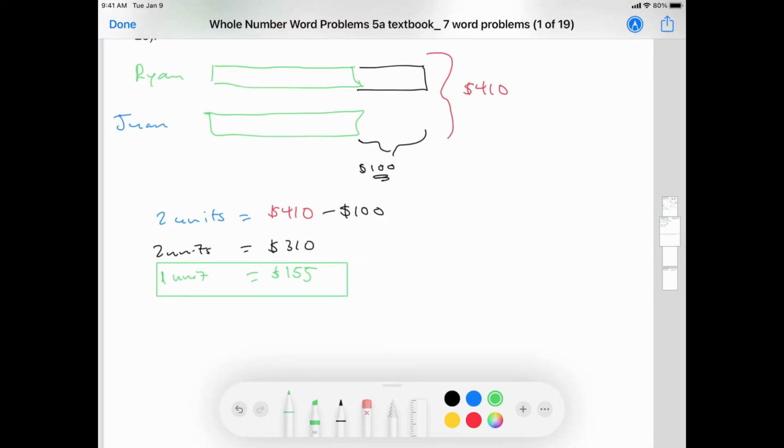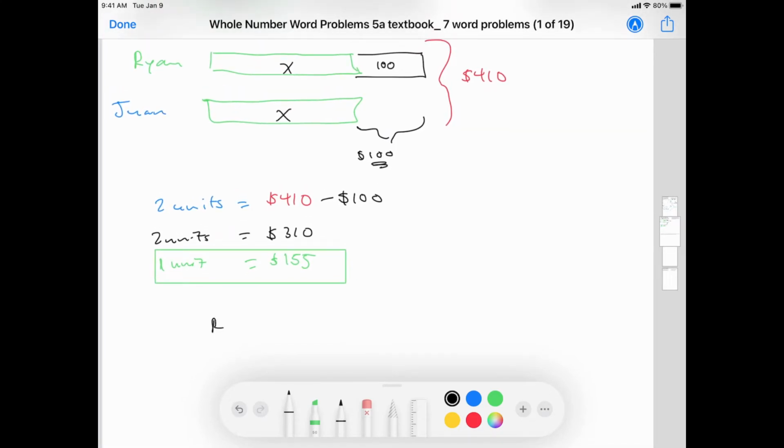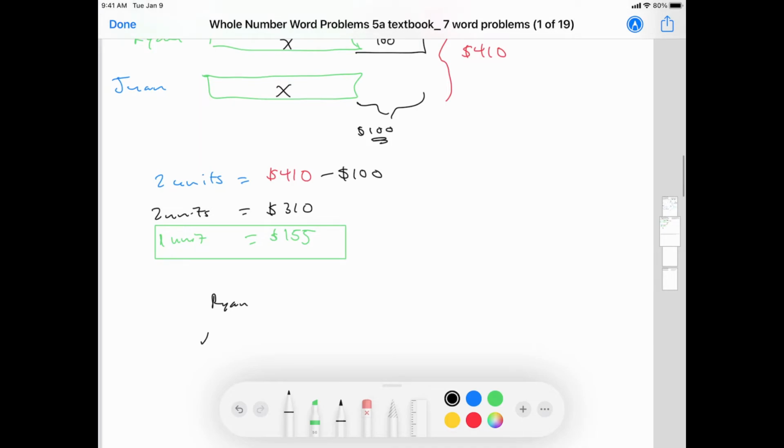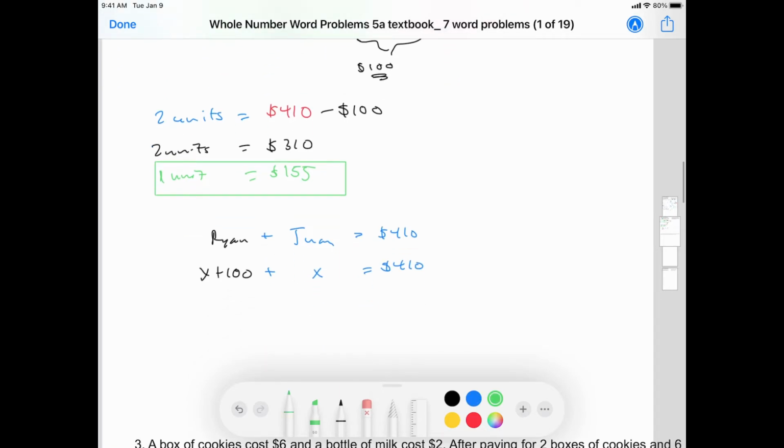If you want to show this one algebraically, this would be kind of like an unknown x, and this is 100. So you can have something like this. Another way of doing the problem, Ryan is x plus 100. Juan is also x. So Ryan plus Juan equals $410. So we just combine like terms. So you have these 2 units, we call them 2x plus 100. And then what did we do? We subtracted 100 from both sides, and you divide by 2, and you'll get x equals 155.